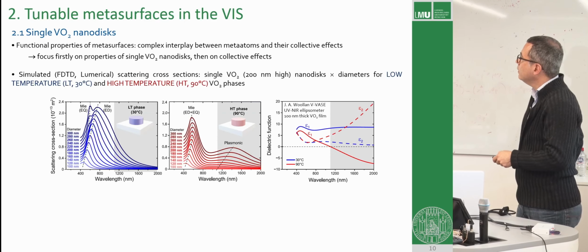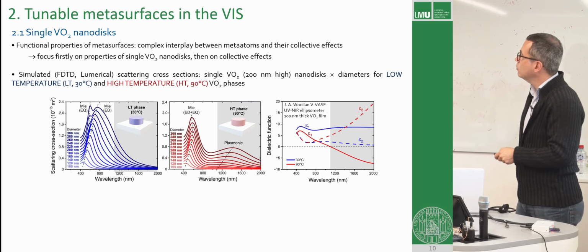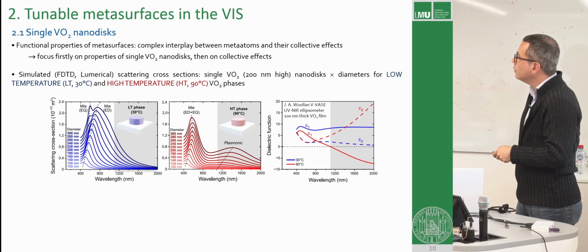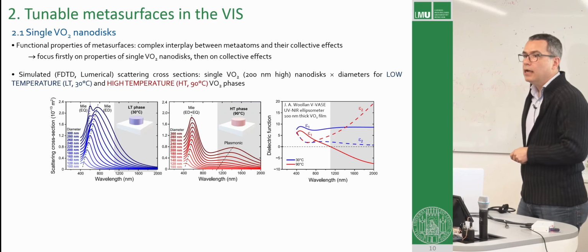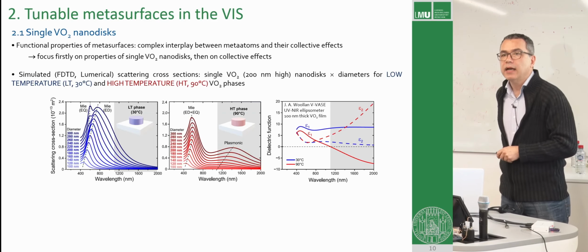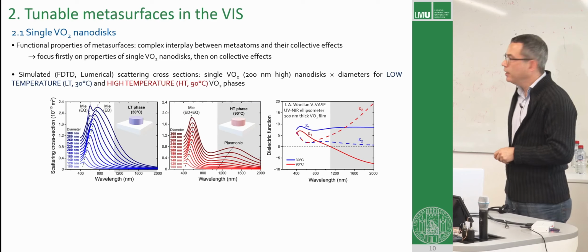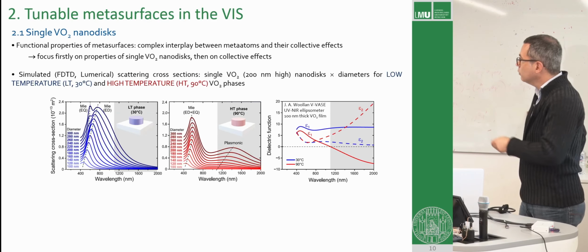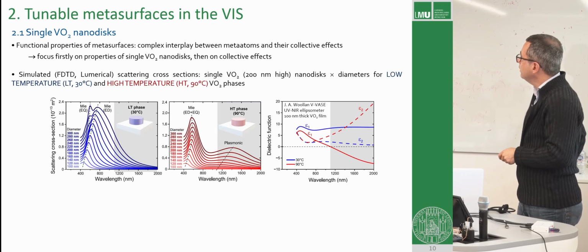This is the scattering in the low temperature phase, so at a temperature of 30 degrees Celsius. Here we have the scattering cross-section at high temperature, so 90 degrees Celsius. So in this case, for the low temperature phase and the high temperature phase, I will avoid using the insulating and metallic phases. And this will be clear in a moment.